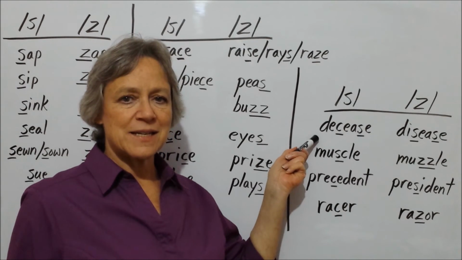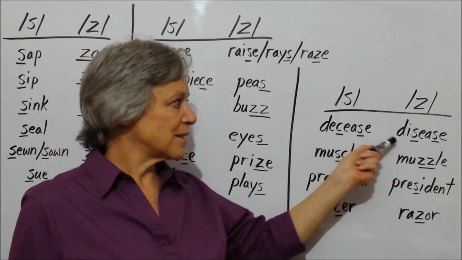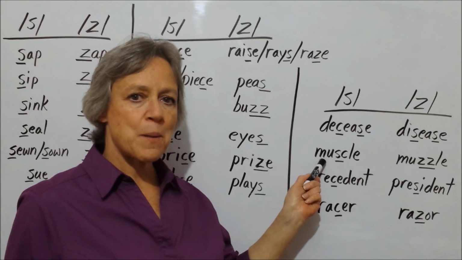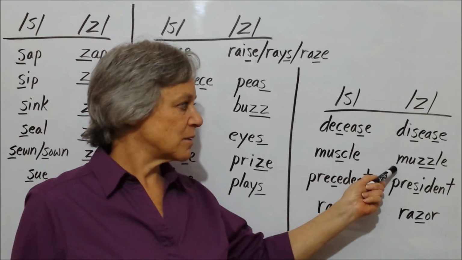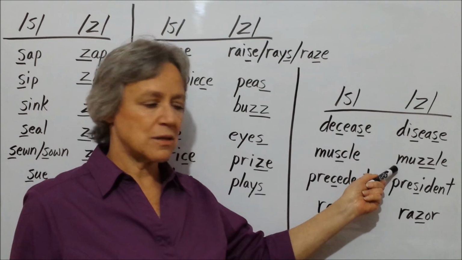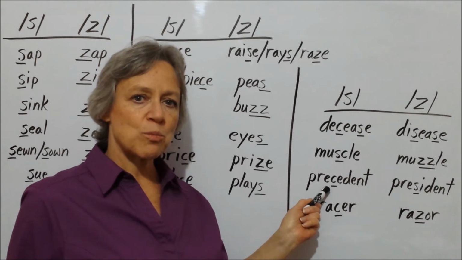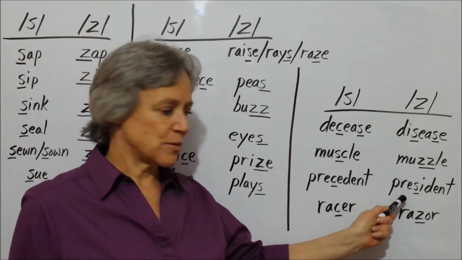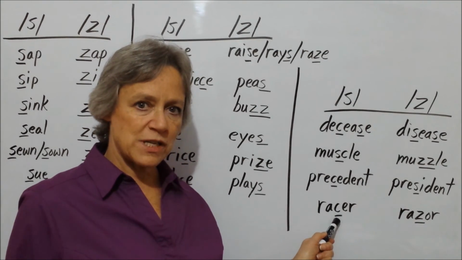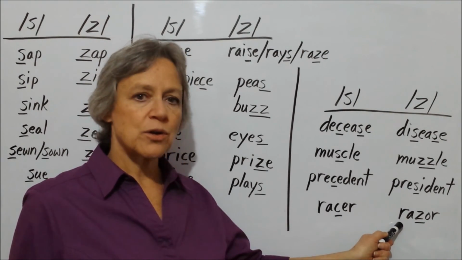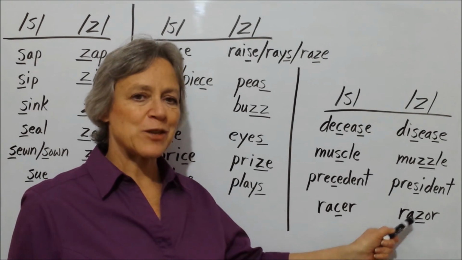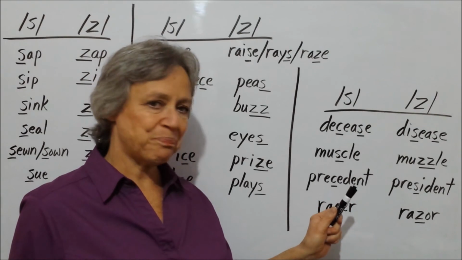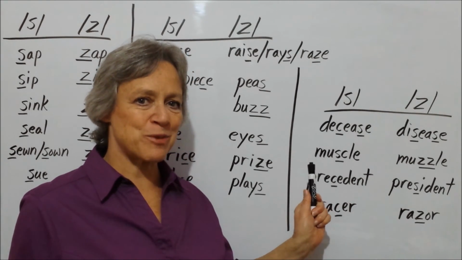This is decease, disease, muscle, muzzle, precedent, president, racer, razor. So again, the spelling is not the same, but the sounds are the same. Okay? Let's try one more time.